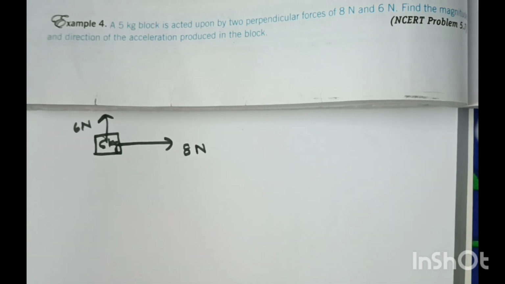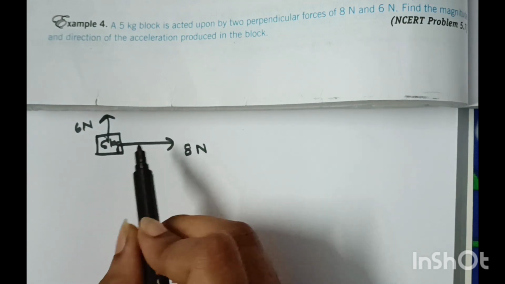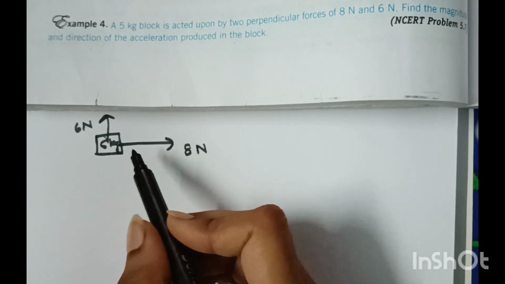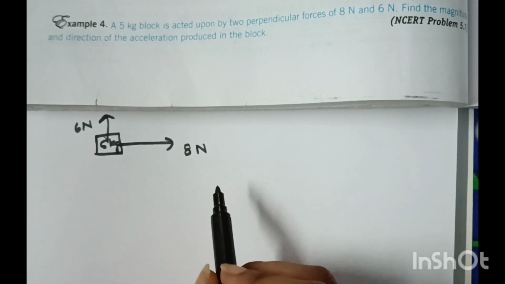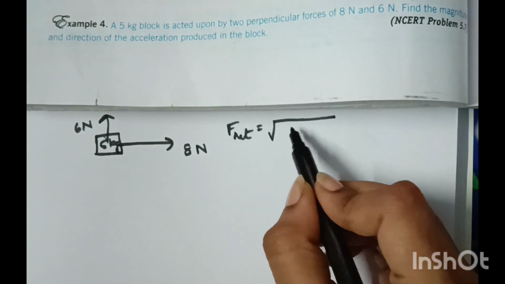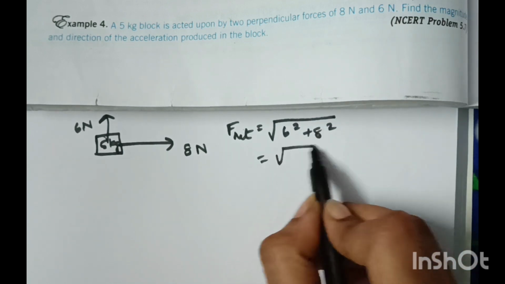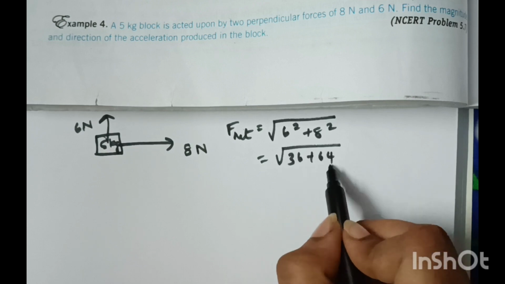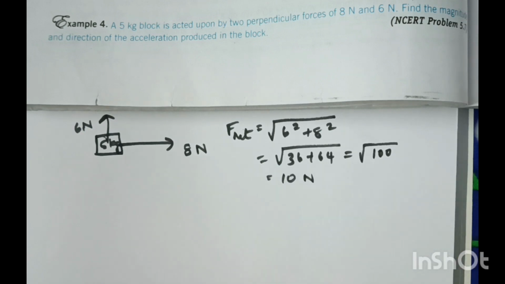So before that we have to find what is the force. So this is 6 Newton and this is 8 Newton. We know force is a vector quantity, so we have to do vector addition. If they are perpendicular to each other, then the vector addition is F net equals root over F1 square plus F2 square. That is root over 6 square plus 8 square, that is equal to root over 36 plus 64, that is equal to root over 100, that is equal to 10. So this is the net force. And how will be the net force? It will be in this direction. Okay.